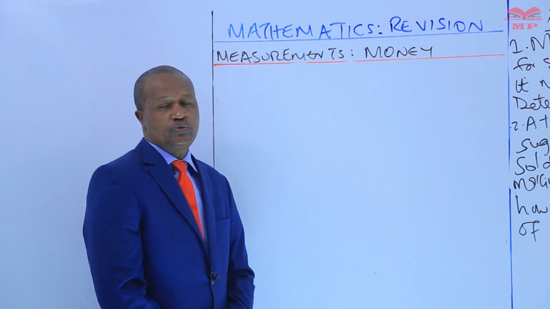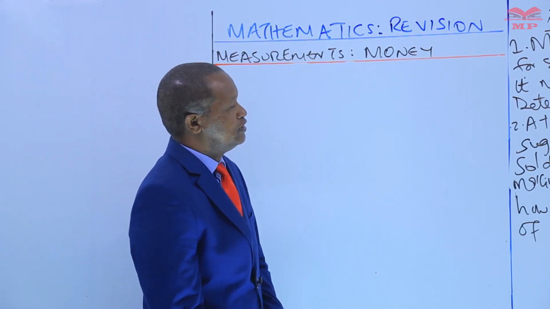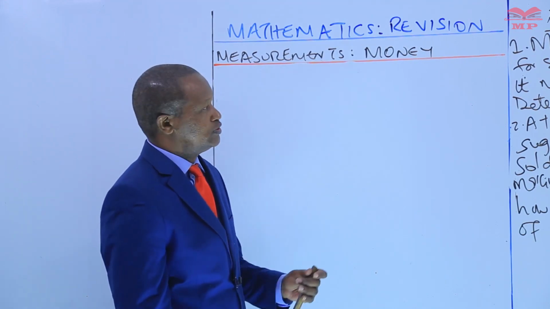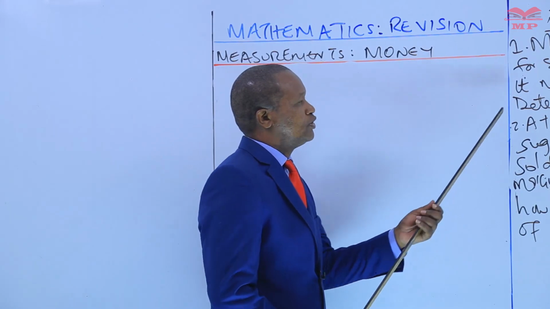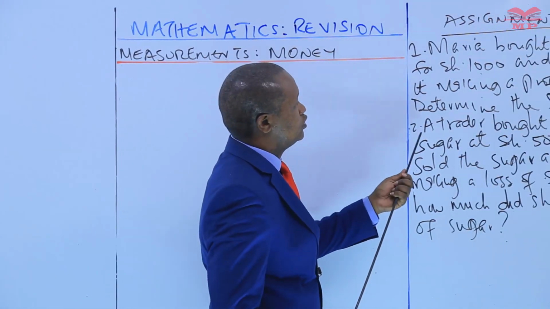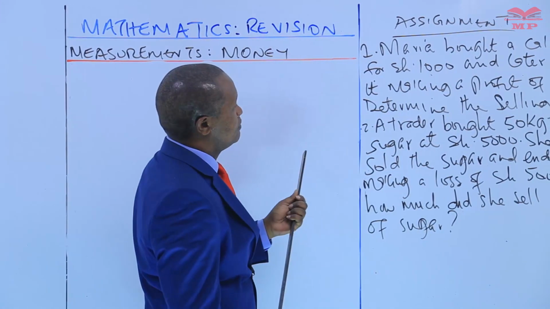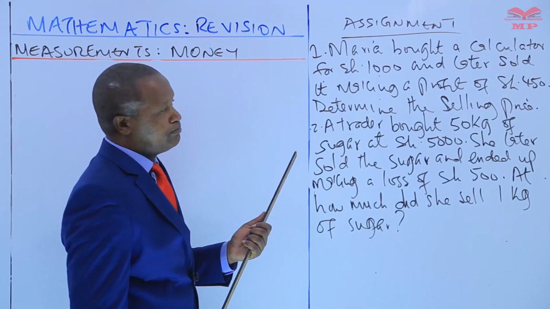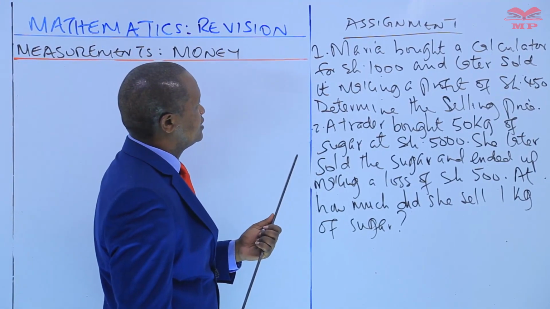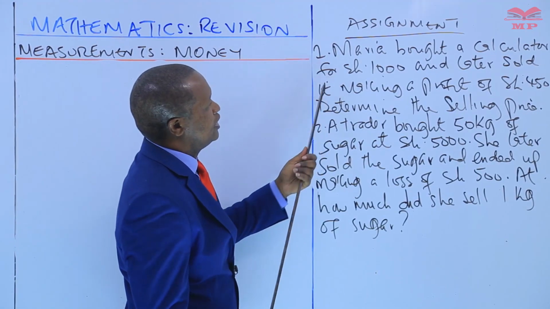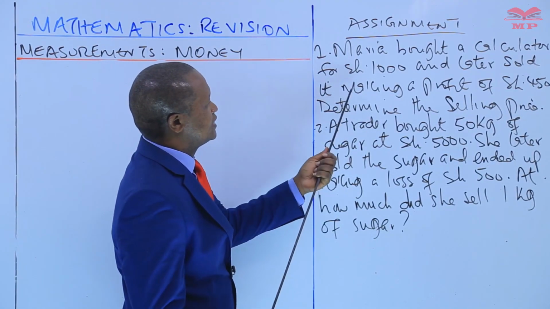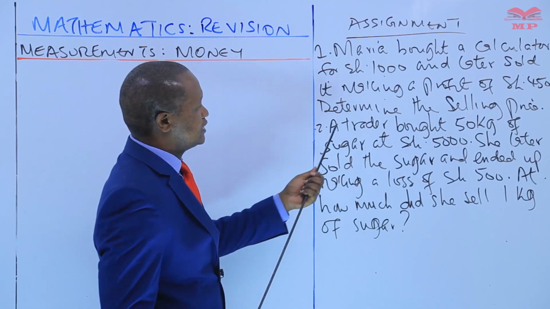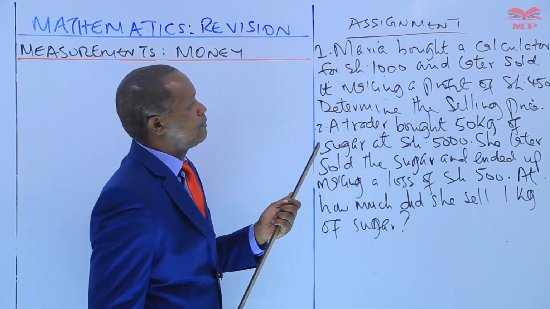Today we are going to work out the word problems that I gave you in our last lesson. Here on the board, there are two word problems. The strand is measurements and the substrand is money. The first question reads, Maria bought a calculator for 1,000 shillings and later sold it, making a profit of 450 shillings. Determine the selling price.